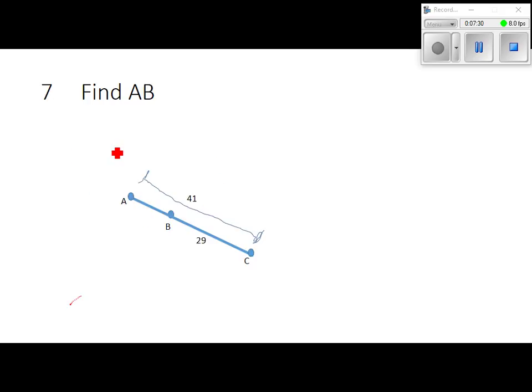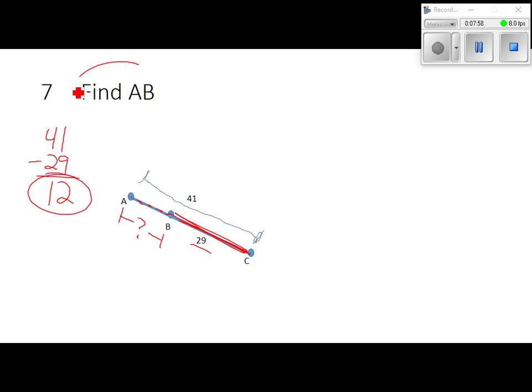Number 7. This time they want us to find AB. That's from here to there. That's what we're looking for. Well, we know the whole thing this time is 41, and we know this part from here to here is 29. So this time, instead of adding, we're going to subtract to get this part. When you do 41 minus 29, you get 12. So the length of segment AB is 12.